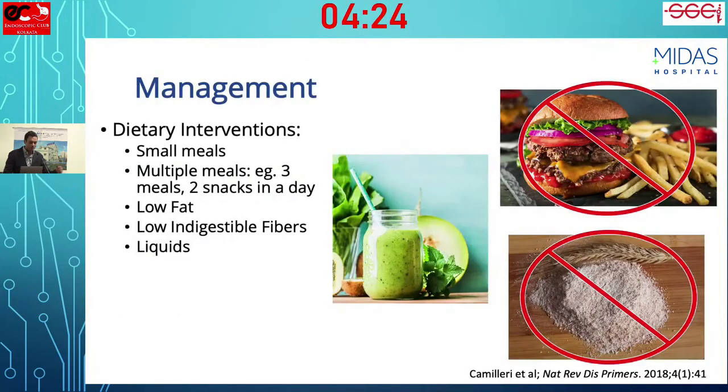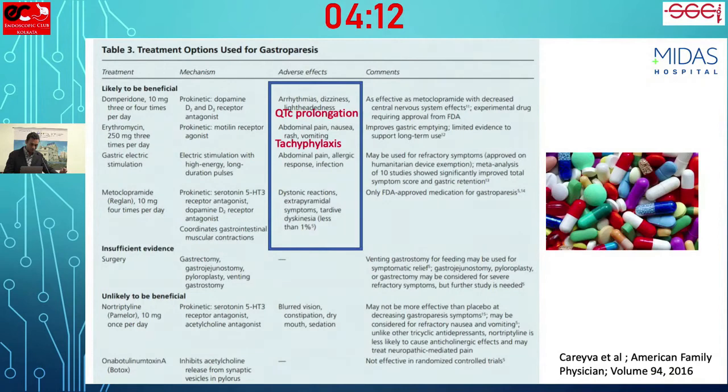So how about management? It involves dietary intervention with small, multiple meals throughout the day, low fat, low indigestible fibers, and liquids. So no fatty foods in these patients. I'm going to skip, in the interest of time, to the more relevant endoscopic options for treatment. Just to note, prokinetics have side effects and I would not recommend keeping them long term.